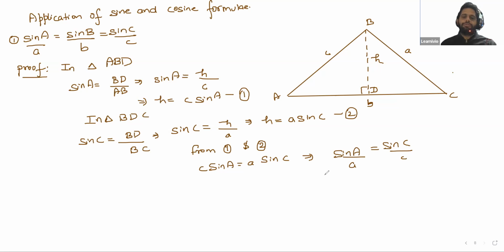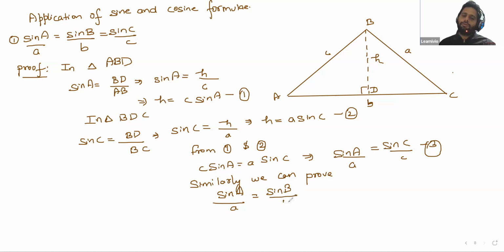This clear? Okay. Now similarly, we can prove sin A by a is equal to sin B by b. ये हम कैसे कर सकते हैं जब हम A से यहाँ एक perpendicular draw कर देंगे. So same concept हम use करेंगे. Then we can find this one. Hence, we can say sin A by a is equal to sin B by b is equal to sin C by c.